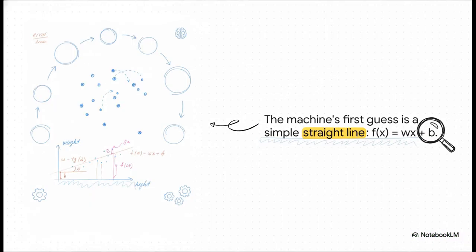Okay, so what you're looking at here is our data. See all those blue dots? Each one is a real person's height and weight. The machine's very first guess is that straight red line. It's trying to find a simple relationship. And that line is defined by that basic formula you see, which is kind of like the model's first super simple theory about how the world works.